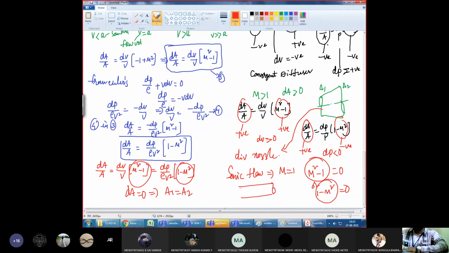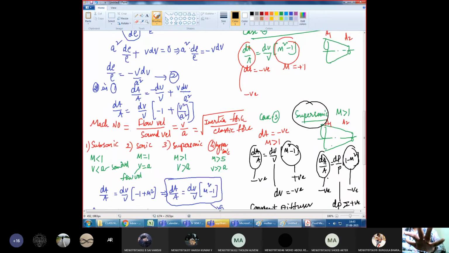Where do the sonic conditions prevail? When the flow is taking place in the constant area duct. When the flow is taking place in a constant area duct, then we can call it the sonic flow. Sonic flow does not exist in nozzles. Clear this one?